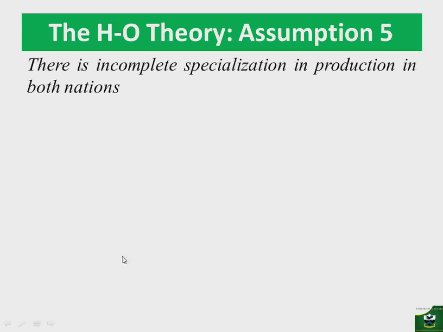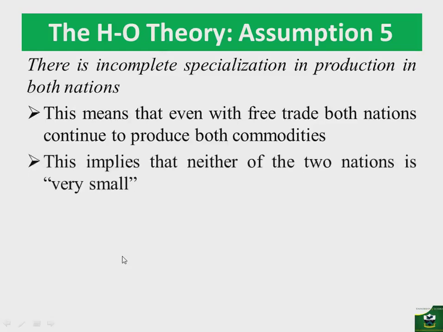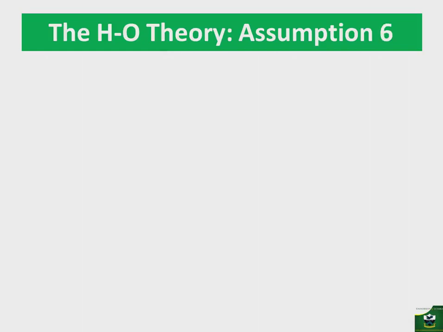Okay, so the fifth assumption is that there is incomplete specialization in production in both nations, meaning that both nations are producing both commodities X and Y, and no nation is only producing a single commodity. What that means is that even with free trade, both nations will continue to produce both commodities, and that both nations are large. There is no small nation.